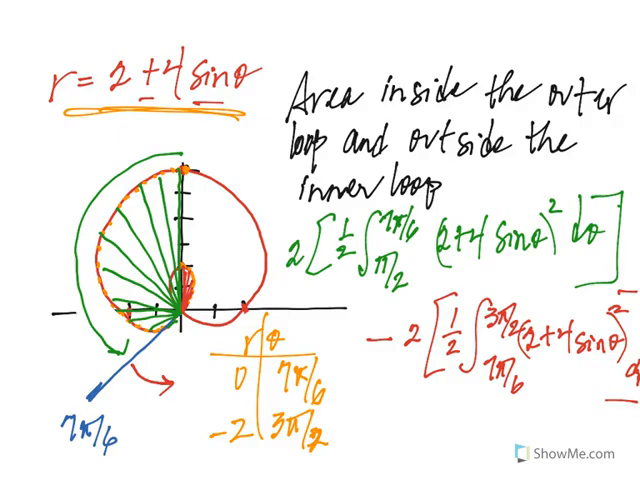That second integral backs out the inner loop. So again, this is double the area on the left-hand side of the outer loop, and this is double the area of the right-hand side of the inner loop. The green is what is more than I need. Once I take out the red section, I get what I need. The difference of those two integrals is the area inside the outer and outside the inner loop.